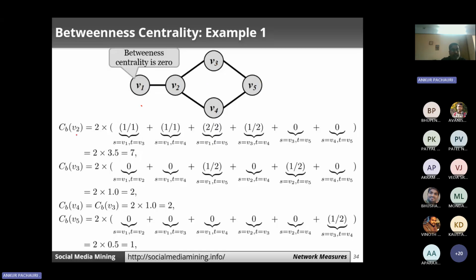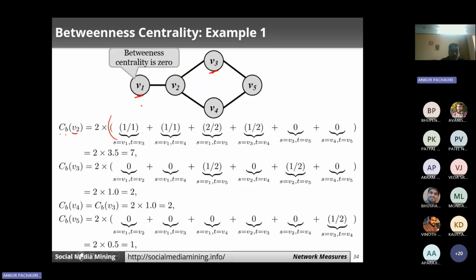So what should be the betweenness centrality for 2? It will be twice, as this is an undirected graph. Now, if I'm doing it for 2, I'll have to do it for all other pairs. If my pair is V1 and V3, how many shortest paths are there from V1 to V3? There's only one. And in how many paths is V2 playing its role? 1. So it is 1, the number of shortest paths passing through V2, divided by the total number of shortest paths between V1 and V3. So this is 1 by 1. Done.